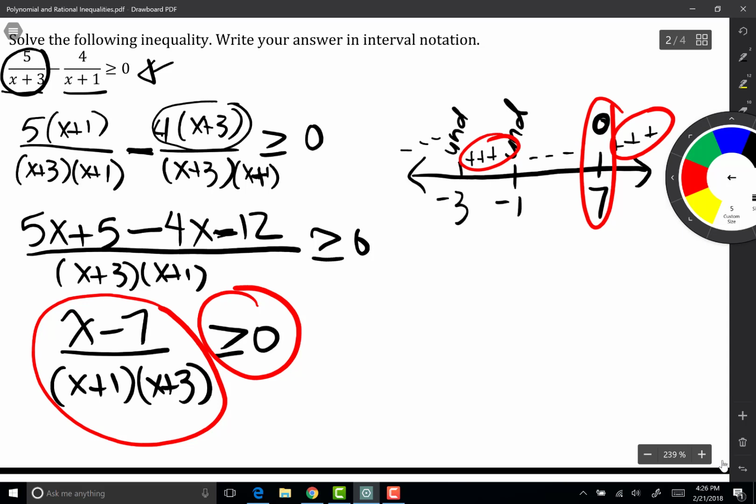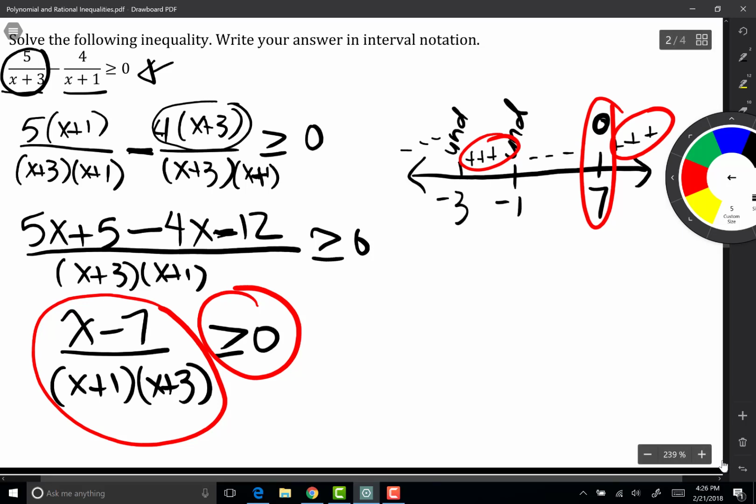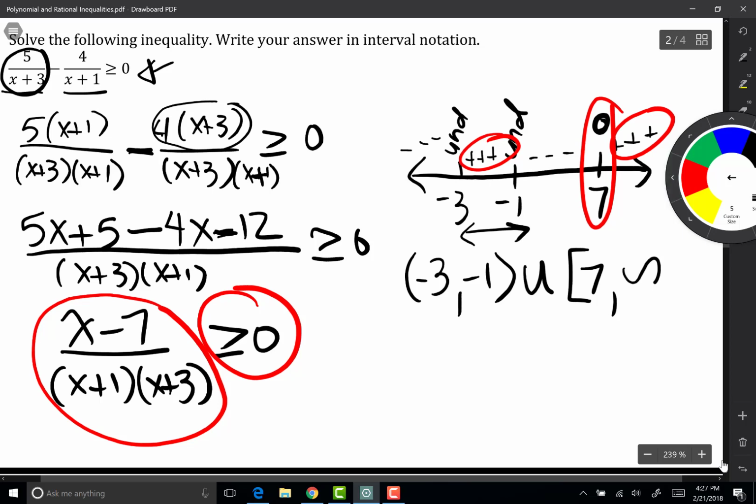I do not want to include the -3 or the -1 because it's undefined at those values. So I want to make sure that I use parentheses for that interval. So between -3 and -1, I'm positive, but not including -3 and -1. Union. And then for this one, I do want to include 7 because x is 0. And then from 7 to positive infinity.